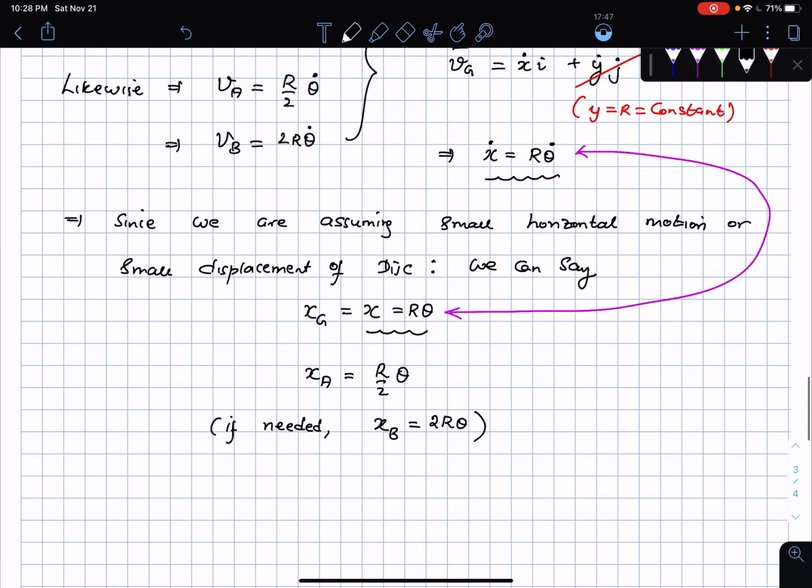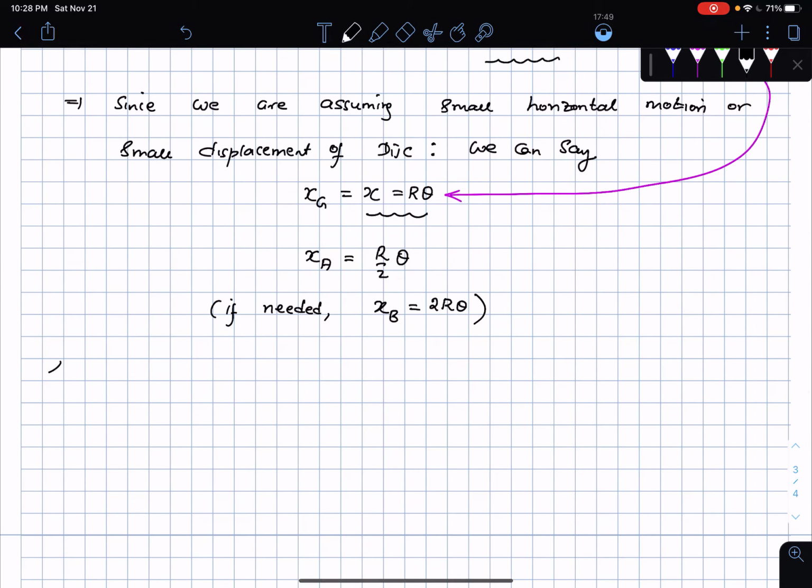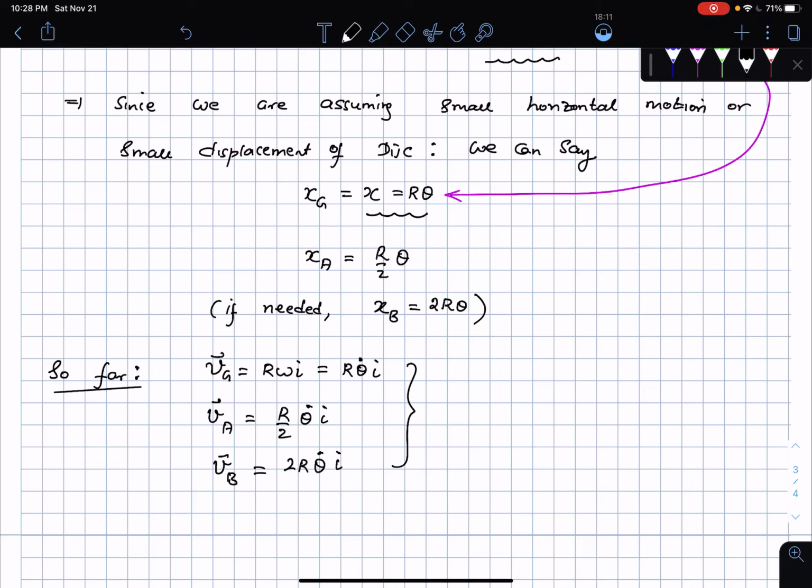Okay, so this is the big deal here. Okay, so story so far, from kinematics, Vg was r times omega, or r theta dot in the I direction. Va was r by 2 theta dot in the I direction, and Vb was 2 times r times theta dot in the I direction. Okay, and theta is the degree of freedom.